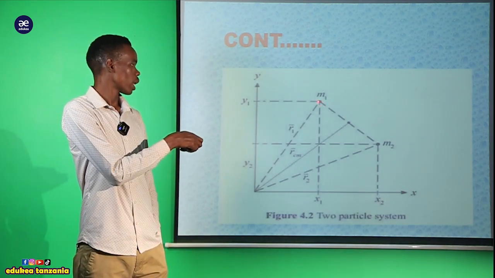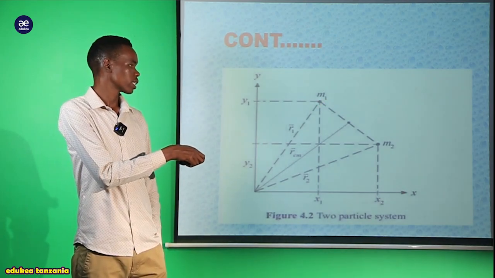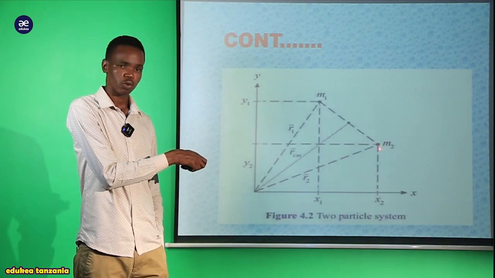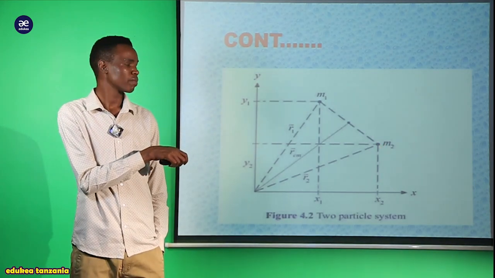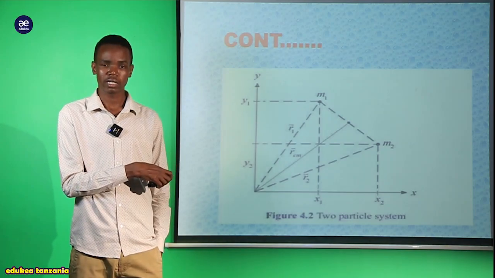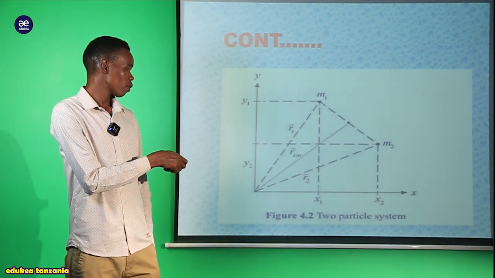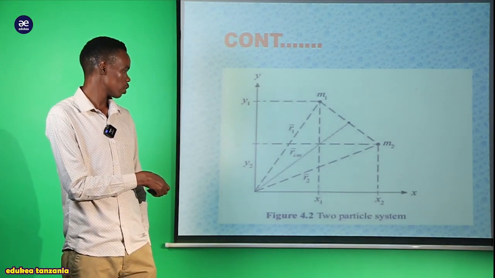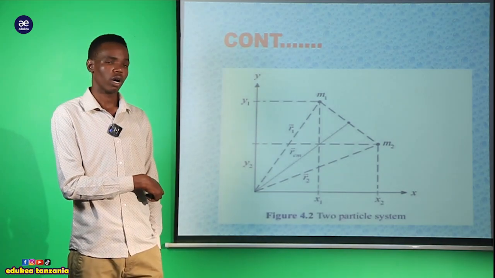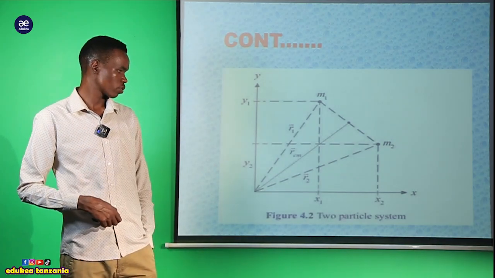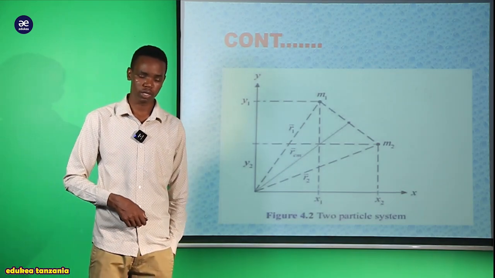We have the particle 1, and this particle 1 is connected together with the particle 2. Particle 1 involves the mass 1, but particle 2 involves the mass 2. But all of those, they extend from the original position, as we try to observe, my dear students.